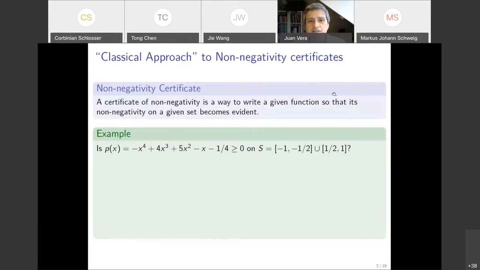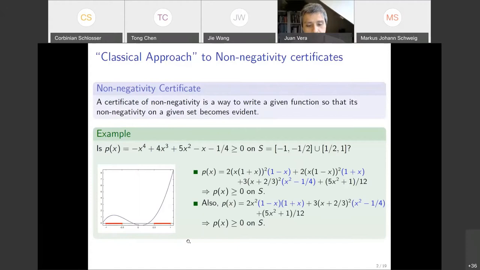So I bring a very simple example. My examples are just with one variable, so some things are not easy to see when it's one variable, like the complexity. But I have this polynomial, and I want to know if this polynomial is non-negative on this set. Now, if I do the plot here on the left, you can see that the polynomial is non-negative, because the set is the red part, and we can see the polynomial in blue.